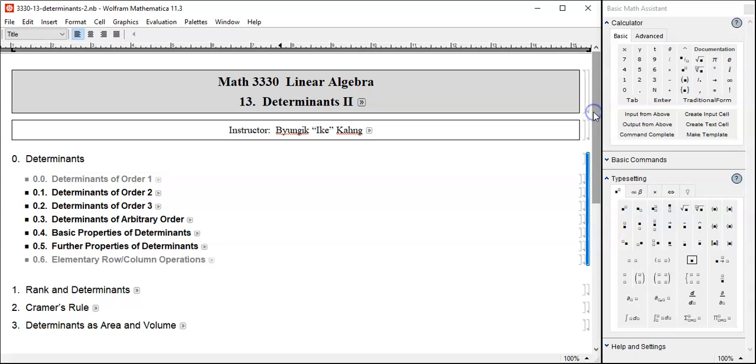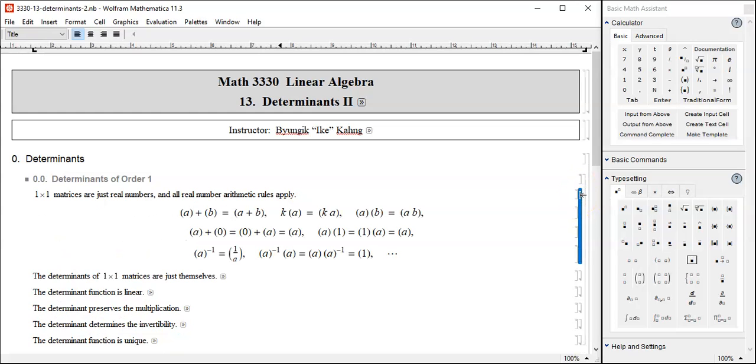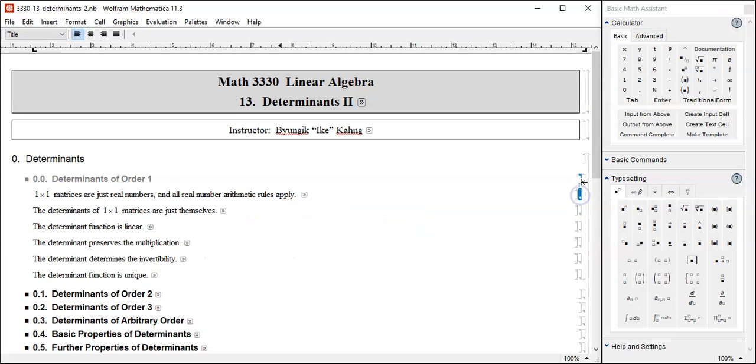We defined it recursively starting from the simplest case, and the simplest case is the determinants of order 1, which are just real numbers, so all the rules for real number arithmetic will apply. By the way, 1x1 matrices, square matrices of order 1, are just real numbers, and so are their determinants.